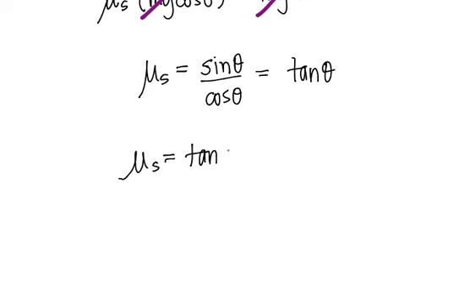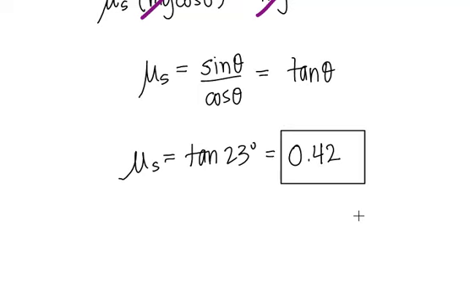So the tan of 23 degrees is 0.42, and no units because it's a coefficient of friction. And boom, that's it. Does it match what the coefficient of friction should be? There was a range for reasonable coefficients of friction. It has to be greater than 0 but less than 1. So this is good to go.